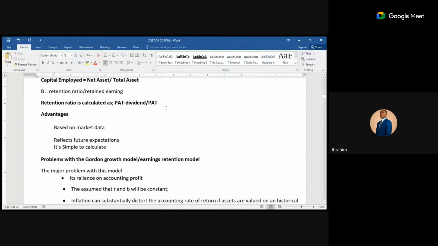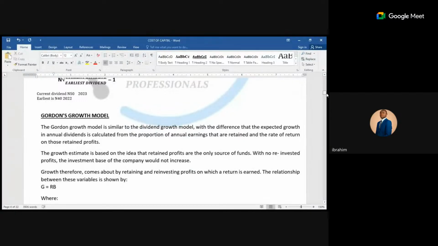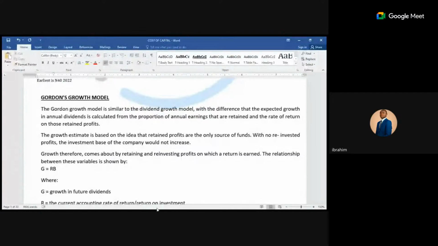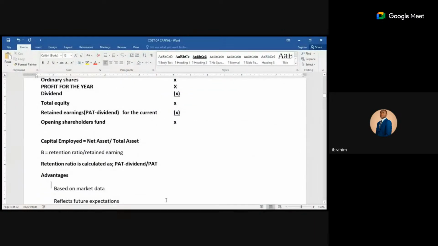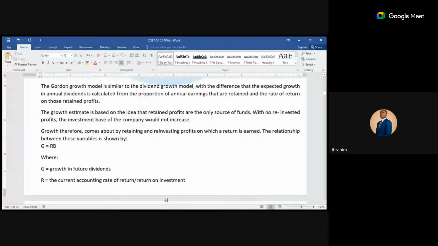Okay. Now, let's quickly move. Don't forget, Gordon's growth model is a method of estimating growth rate. Class, it assumes that there will be a growth rate in dividend to perpetuity, and it also makes use of accounting profits. Even from the formula alone, you should be able to write at least one or two advantages and one disadvantage.